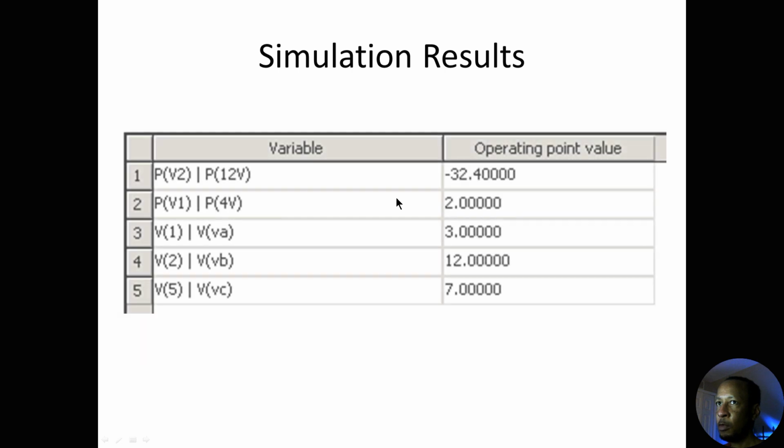With the simulation results here, you can confirm those values that we just solved for. And so we have power of the 12-volt source is negative 32.4 watts. Power of the 4-volt source is 2 watts. VA is 3 volts. VB is 12 volts. And VC is 7 volts.